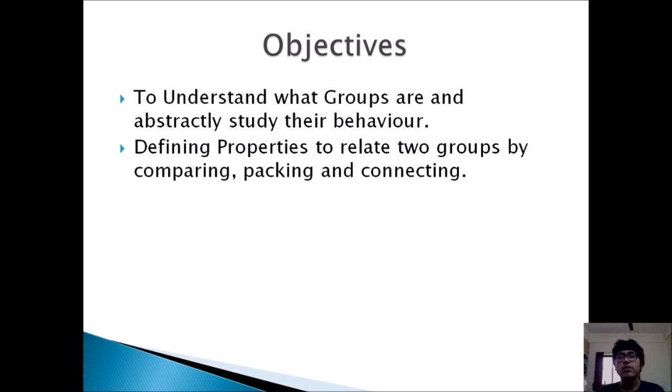Next, we use defining properties, those axioms, to relate between two groups and also define additional properties to see how we can compare two groups based on properties and characteristics like simplicity, complexity, size, nature, and so on. Which group is included in the other, which group is smaller than the other. And then in packing, we try to pack groups like one group inside another group or put two groups together in a larger class or a larger group.